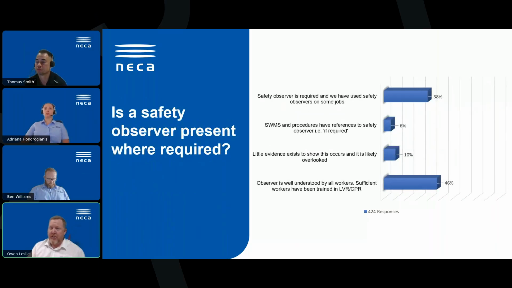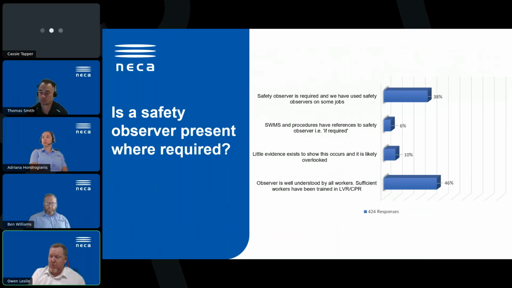Next one is, is a safety observer present when required? 38% are saying safety observers are required, and we have used safety observers on some jobs, which is pretty good. 6% said SWMS and procedures have references to an observer if required. Little evidence exists that shows that this occurs, and it's often overlooked, so there's no understanding of the safety observer requirement. And 46% saying that the observer requirement is well understood by all workers.